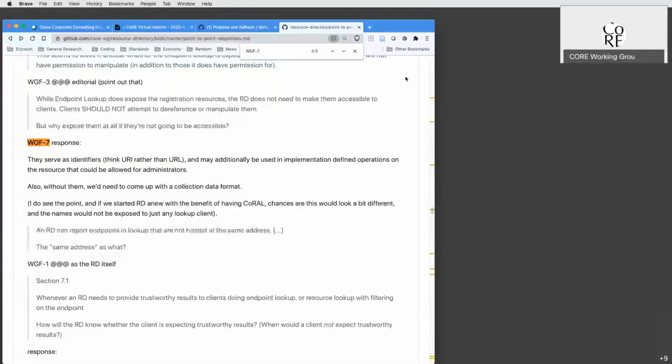Reading the question, so the endpoint lookup does expose it. What does it mean that the RD does not need to make them accessible? When the RD answers the lookup, it provides a series of links. Yes, but that's basically because we can't represent that, because that's the best structured data format we had available at the time we started working with resource directory. So originally they were even kind of self links that didn't expose the resources.